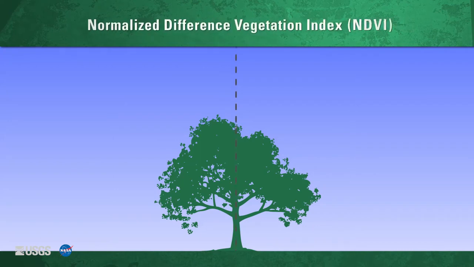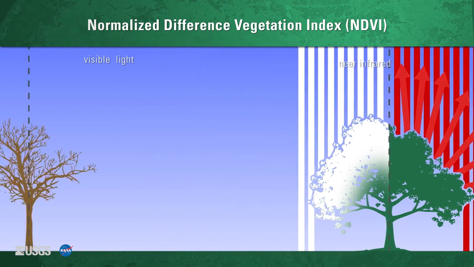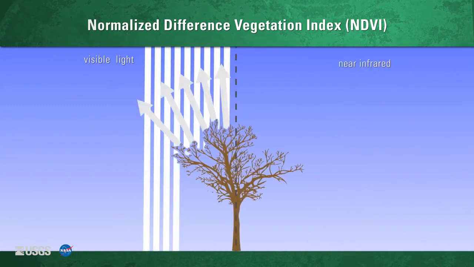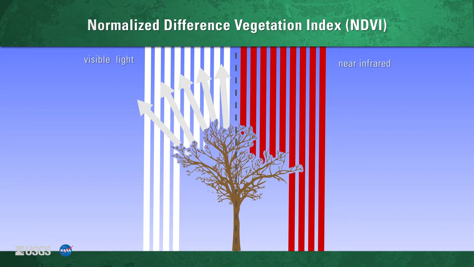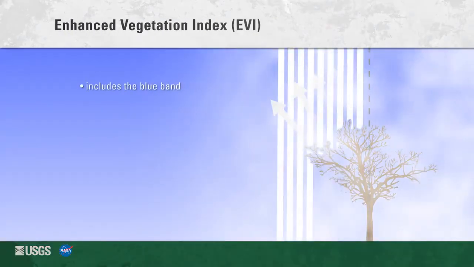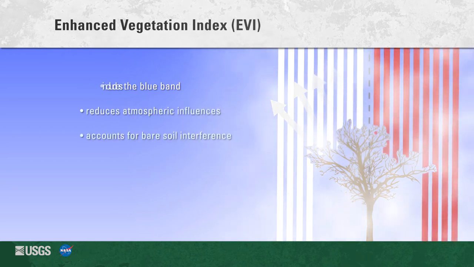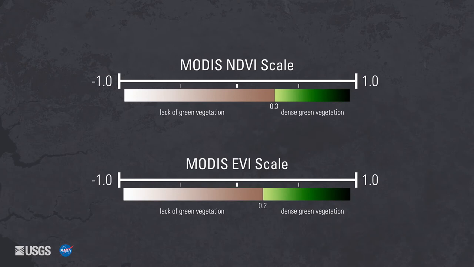In the NDVI, healthy vegetation is shown as it absorbs the visible light and reflects more of the near-infrared light, whereas unhealthy vegetation reflects more of the visible light and less of the near-infrared light. The EVI layer is similar to NDVI, but it also reduces atmospheric influences and accounts for bare soil interference. MODIS vegetation indices are measured between -1 and 1.